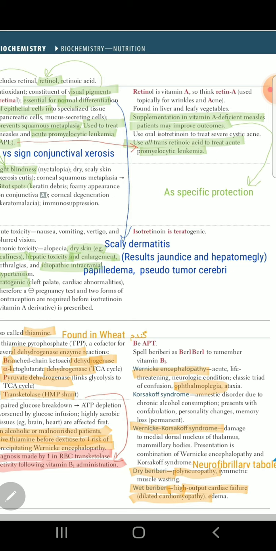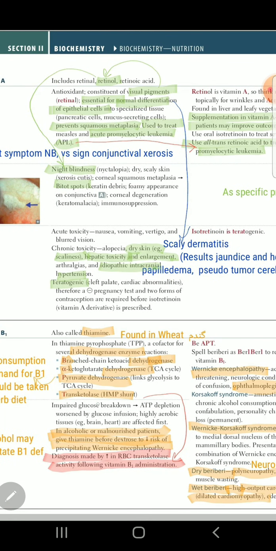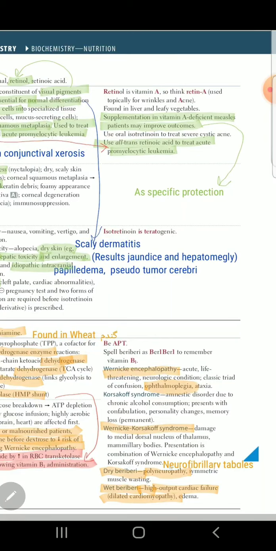So Wernicke encephalopathy, Korsakoff syndrome, and Wernicke-Korsakoff syndrome are all related to B1, and we know why B1: because brain, B1 and glucose are related, through glucose metabolism or carb metabolism.